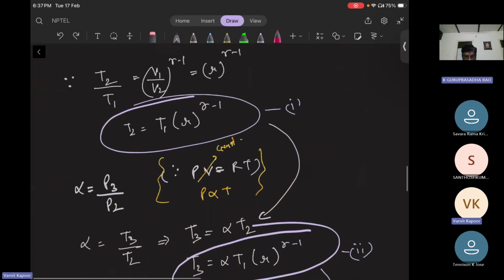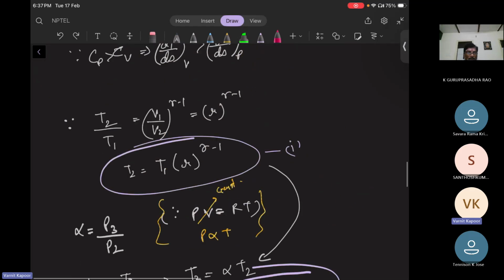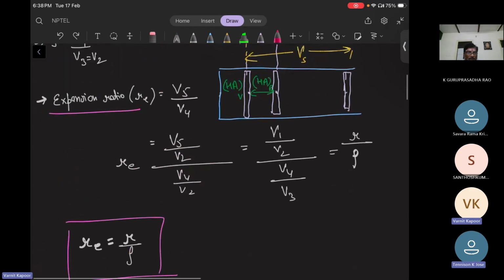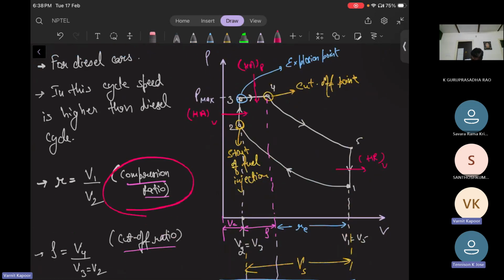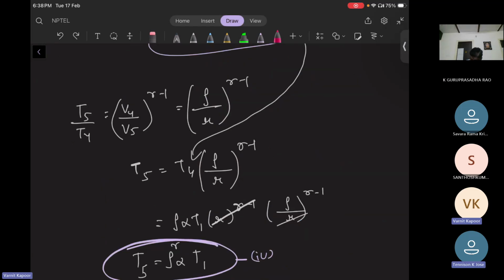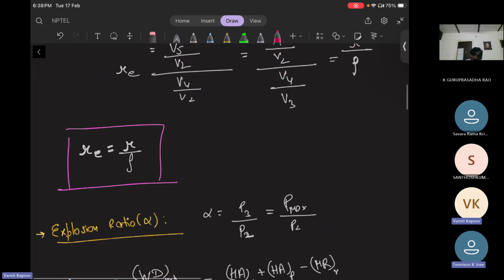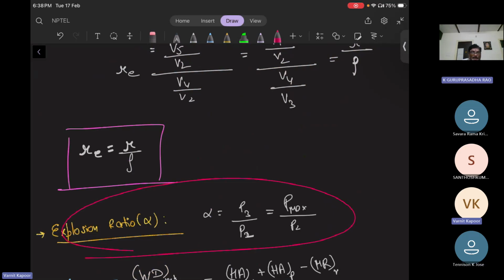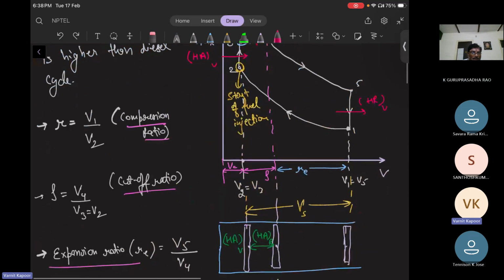Explosion ratio and expansion ratio are different, I think. Explosion ratio, cutoff ratio, expansion ratio, and compression ratio. Here, four terms have been introduced finally. Compression ratio, cutoff ratio, then expansion ratio, and finally your explosion ratio. Let me just go back. So this is your compression ratio, V1 by V2. Cutoff ratio rho is V4 by V3.